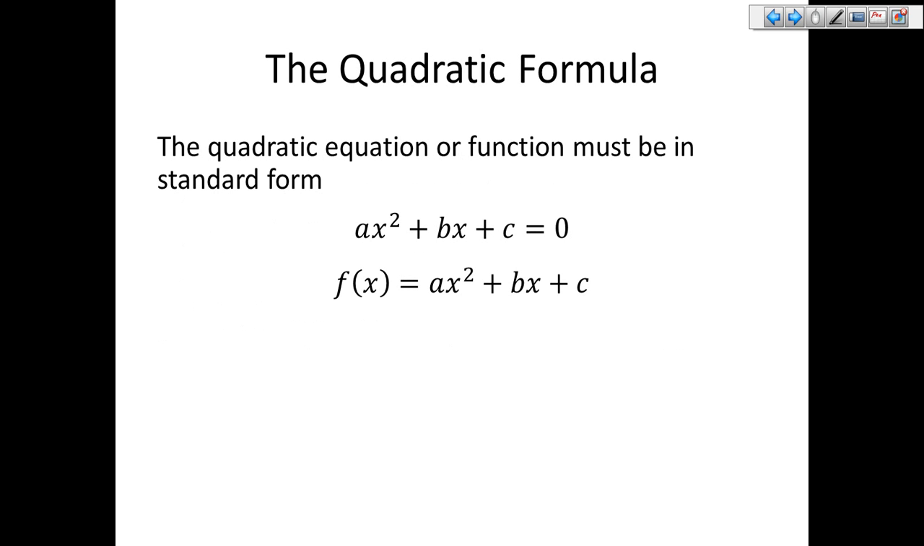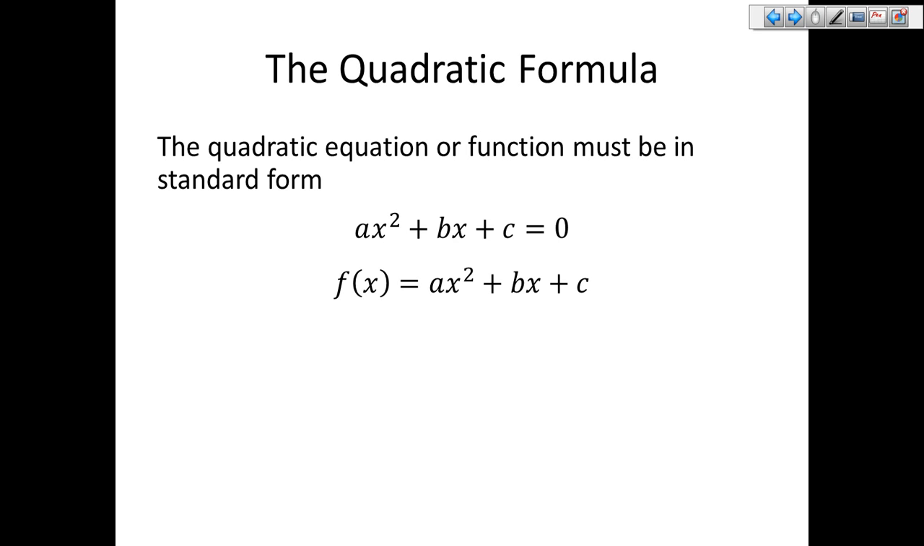The quadratic formula is a formula that we use when solving quadratic equations like ax squared plus bx plus c equals 0, or for finding the zeros of a function f of x equals ax squared plus bx plus c. Now the quadratic equation or the function must be in standard form before we get started. If it's an equation and there's numbers on the other side of the equal sign, make sure you move them over. Get it in standard form first.